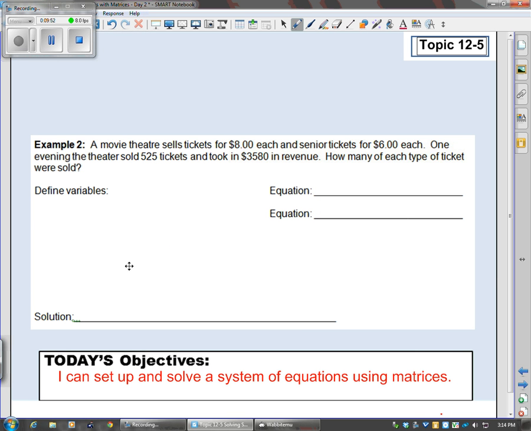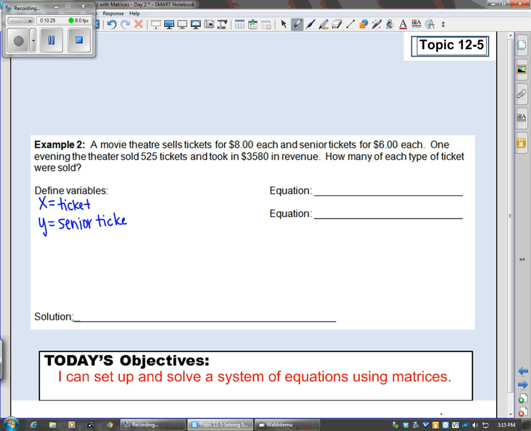Next problem. A movie theater ticket sells for $8 each and senior tickets for $6 each. One evening, the theater sold 525 tickets and took in $3,580 in revenue. How many of each type of ticket were sold? So start by defining your variables. Okay? I don't like using T's because they look like plus signs, so I'm going to just switch back to X's and Y's. I'm going to let X be a regular ticket, and I'm going to let Y be senior ticket.